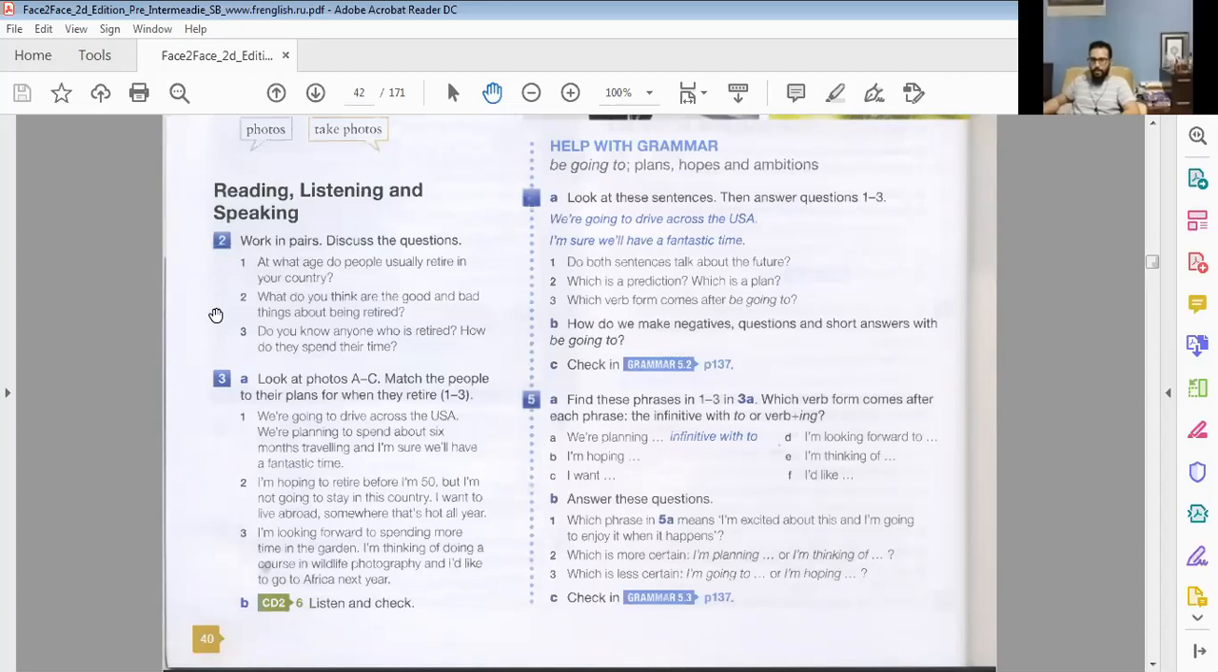All right. Okay, number 2 here. What do you think are the good and the bad things about being retired? Can you think of the advantages and the disadvantages of being retired? I think maybe when somebody retires, he paints his garden, plants and raises animals, and takes care of his health and eating. Maybe he has enough time for himself, reading or traveling. I see. I think those are the advantages, yes.